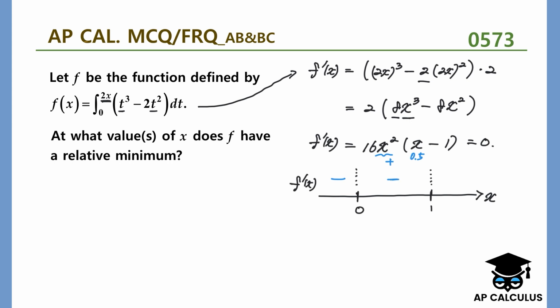What if we plug in a value greater than 1? Let's say 2. 2 minus 1 is positive, right? So here we have a positive. So function f decreases here, but increases here. So we do have a relative minimum at x equals 1, right? So at what value of x does f have a relative minimum? x is equal to 1.